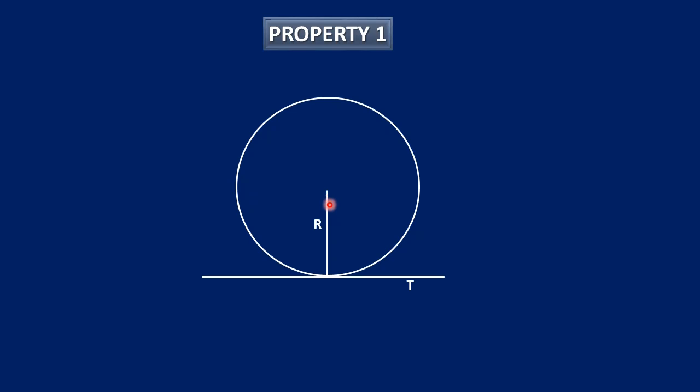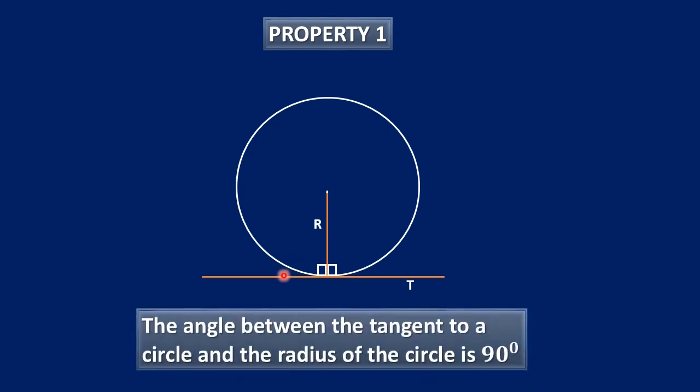We are going to measure the angle between the radius of the circle and the tangent to the circle. So with our protractor, we measure this angle. If you got 90 degrees, you are right. Automatically, this side will also give us 90 degrees when measured. And this brings us to the first property, which says that the angle between the tangent to a circle and the radius of the circle is 90 degrees.